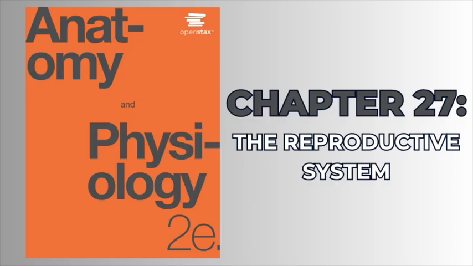Learning Objectives. By the end of this section, you will be able to describe the structure and function of the organs of the testicular reproductive system. Describe the structure and function of the sperm cell. Explain the events during spermatogenesis that produce haploid sperm from diploid cells. Identify the importance of testosterone in reproductive function.